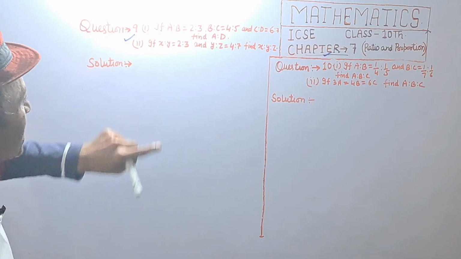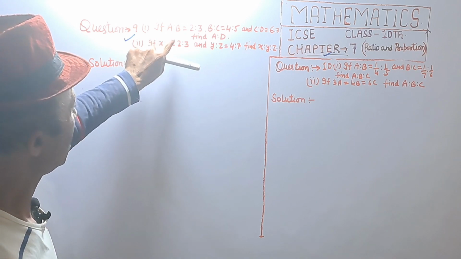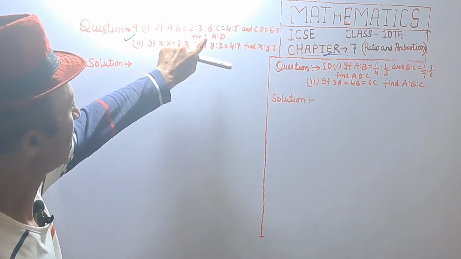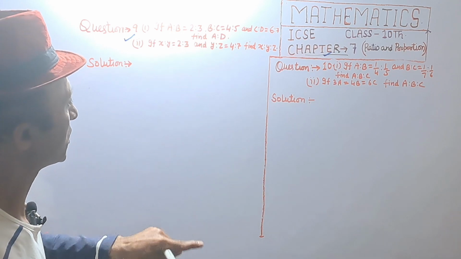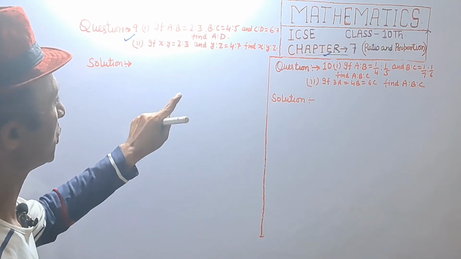Question number 9, first part. If A ratio B is 2 ratio 3, B ratio C is 4 ratio 5, and C ratio D is 6 ratio 7, find A ratio D.